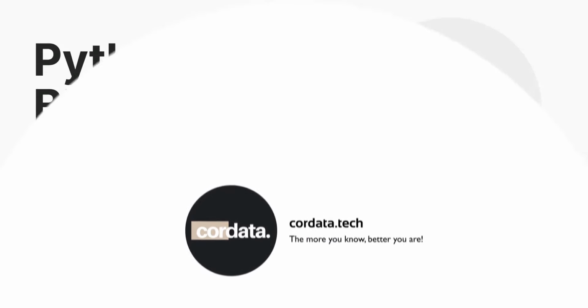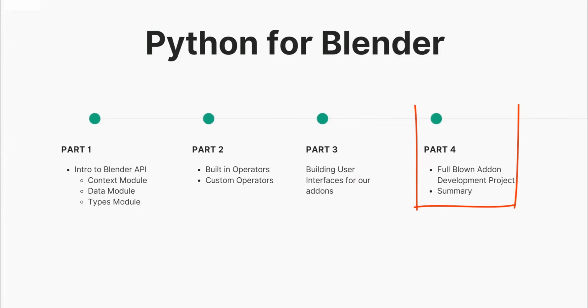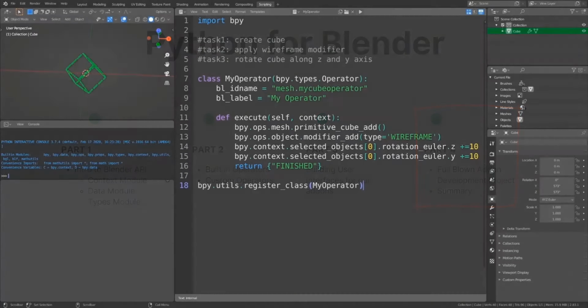Hello everyone, welcome back to the Python for Blender tutorial series. We are in the last part of the tutorial series, and in this part we are going to take a look at how to create UI for our operator, and we'll also see how to export and publish the add-on.